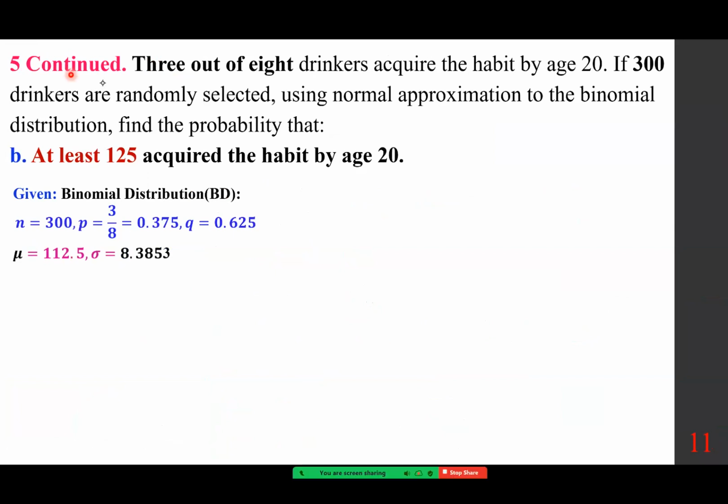We are looking at the same question. Part B, at least 125 acquired the habit by age 20. We are looking at the same question, which was a binomial distribution with n being 300, p being 3 over 8 or 0.375. q would be 1 minus that, 0.625. We have already calculated it from the previous page. Mu is 112.5, sigma is 8.3853.